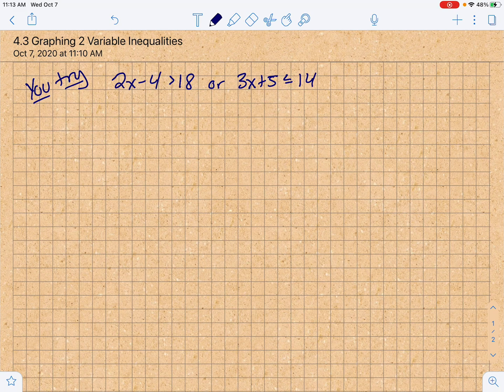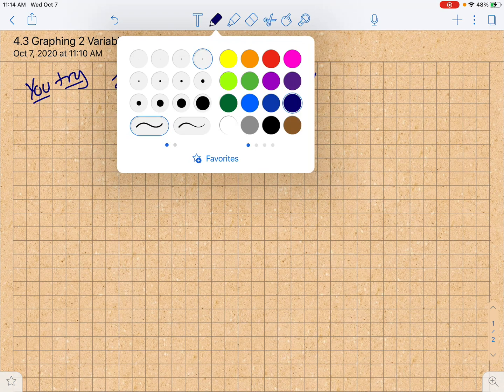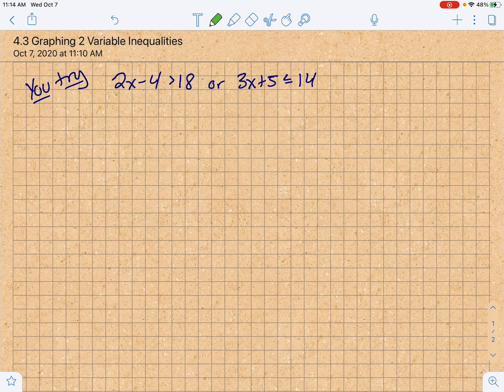Alright, so this one should have been a little refresher. Remember, when we have ORs, we have two arrows on the graph. So we're going to have essentially two answers on the same number line. The first thing I'm going to do is solve this one right here. I'm going to add 4 to both sides. We have 2x is greater than 22, divide by 2, and x is greater than 11.